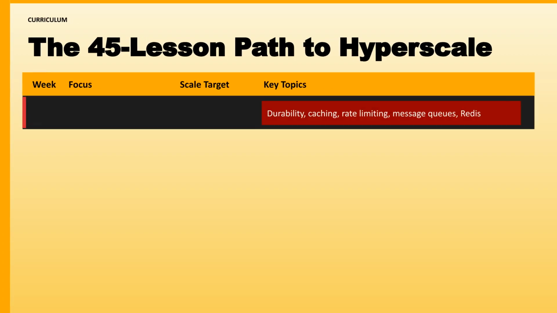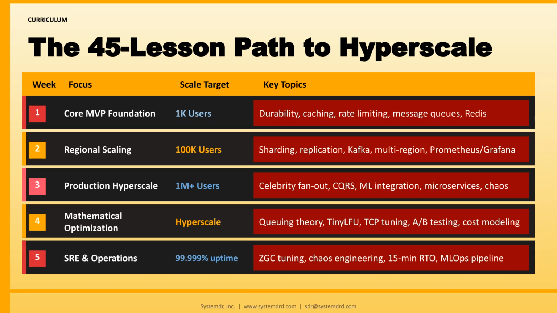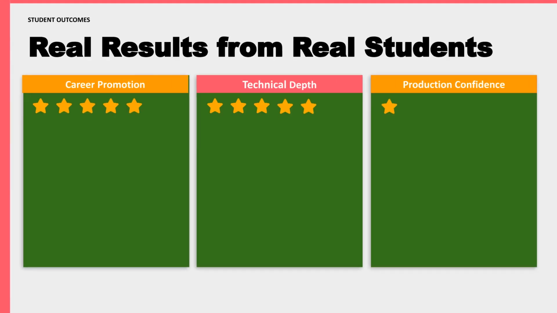The curriculum is a clear path to hyperscale. It moves weekly from foundational durability and caching to regional scaling with Kafka and observability. You then tackle production hyperscale challenges like celebrity fanout and microservices, followed by deep mathematical optimization and concluding with SRE operations and chaos engineering. The outcomes speak for themselves.